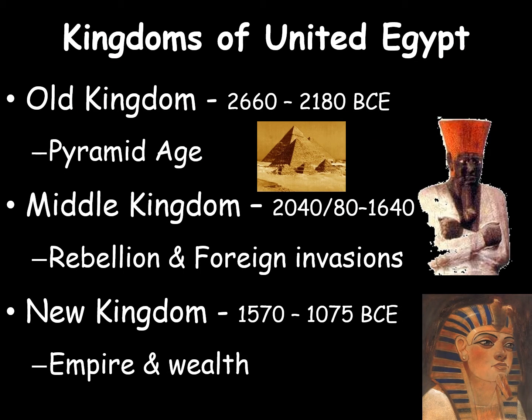So we will divide up Egypt into different periods of time called kingdoms. We start with the Old Kingdom, because it's the oldest, obviously. This is the time where they built the Great Pyramids, so it's known as the Pyramid Age. It lasts for around 500 years. We have the Middle Kingdom, which will last for around 400 years. And in that Middle Kingdom, we do have rebellion and foreign invasions. And finally, the New Kingdom, which we'll cover next class, lasts around 500 years as well, and it ends in 1075 BCE. It's a time when Egypt grows into an empire and becomes very wealthy.